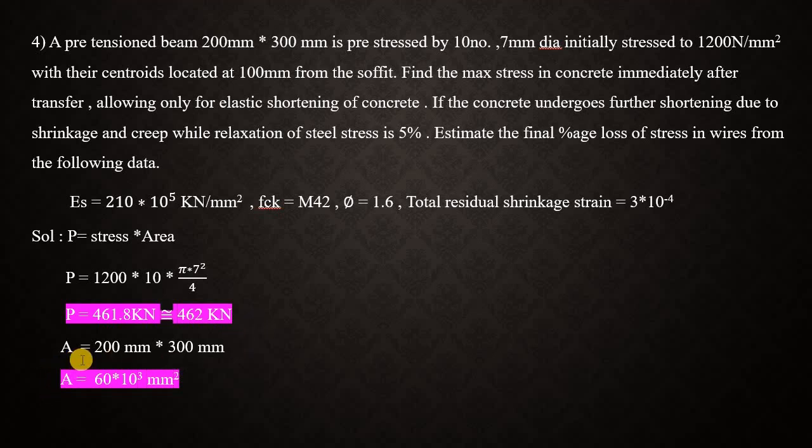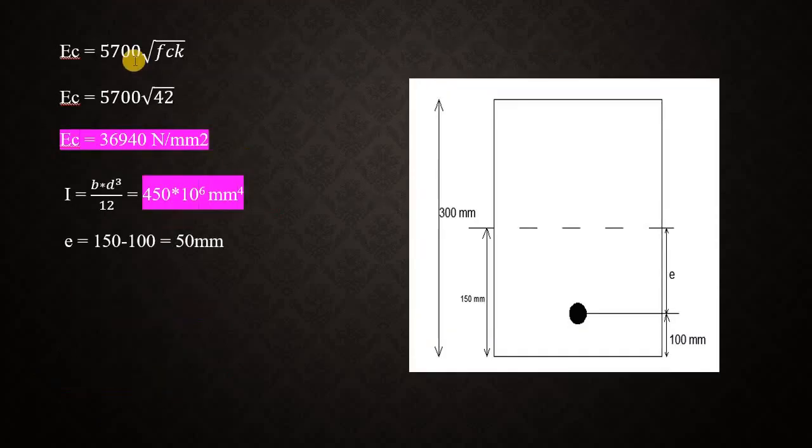Then the area of the cross section is 200 mm by 300 mm. Area is 60 into 10 power 3 mm square. The next thing is the calculation of EC, that is Young's modulus of concrete. The standard formula for Young's modulus of concrete is 5700 into root of FCK, where FCK is already given, that is grade of the concrete is 42. So take that 42 here. EC is 36,940 Newton per mm square.